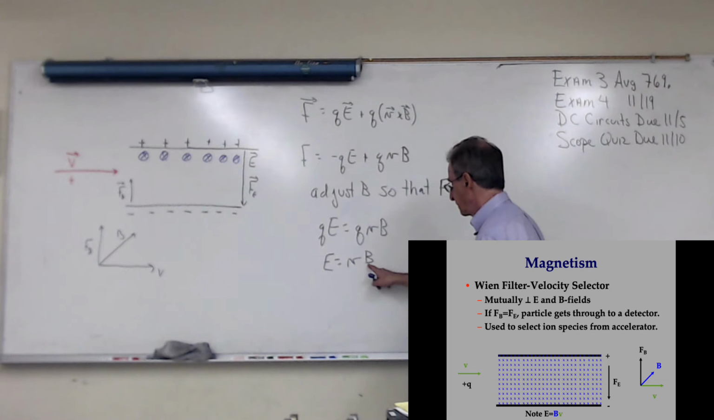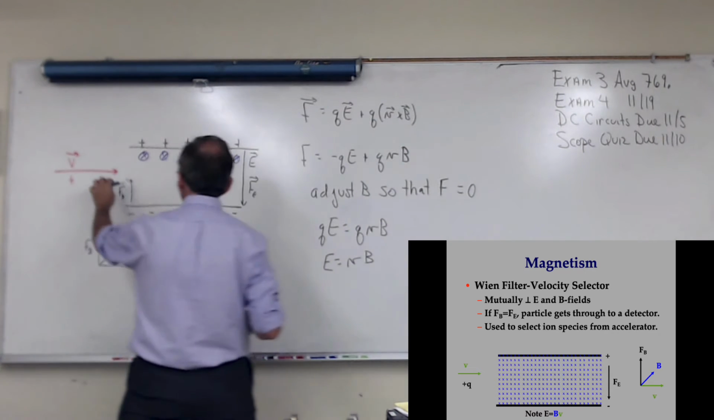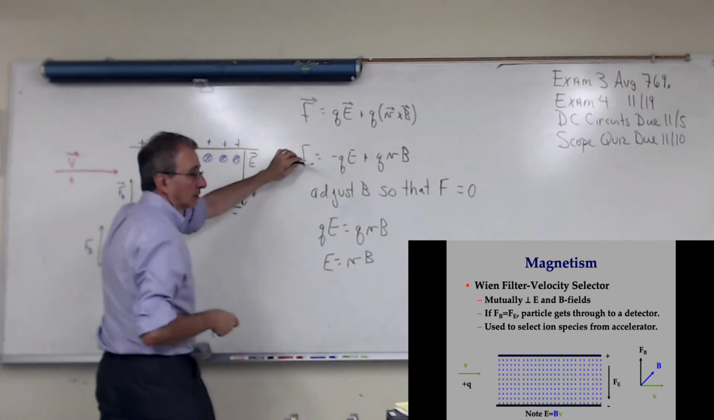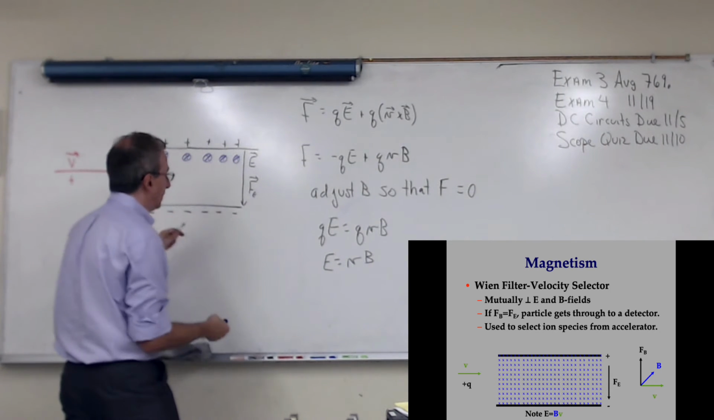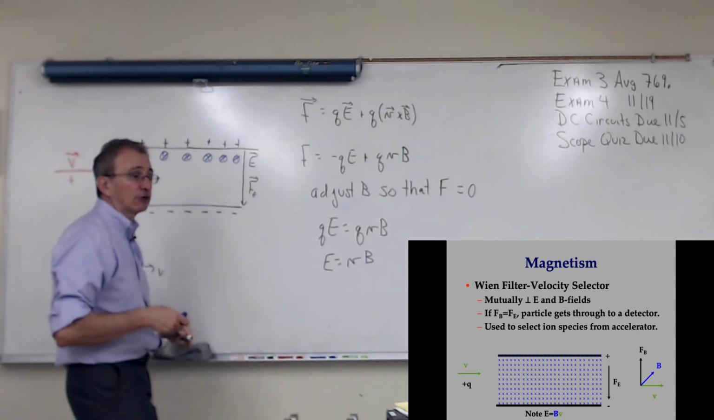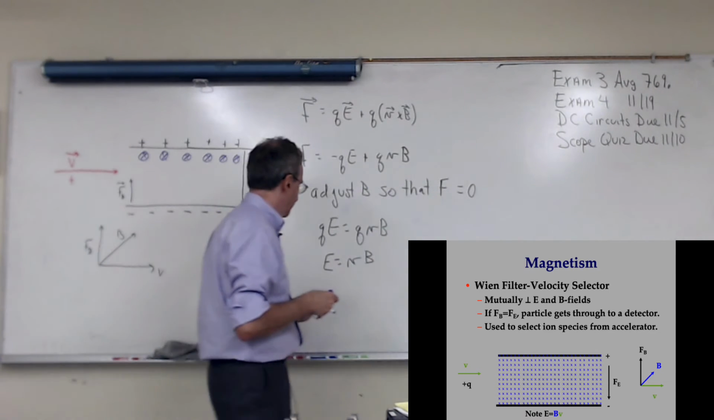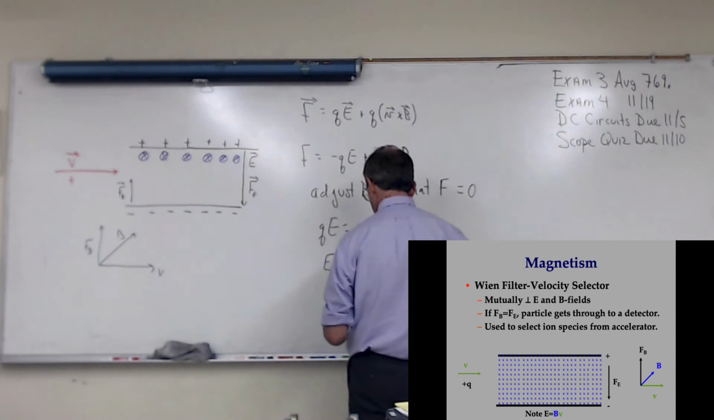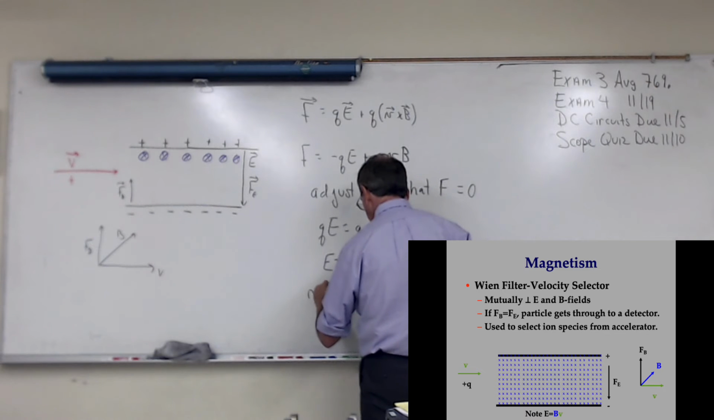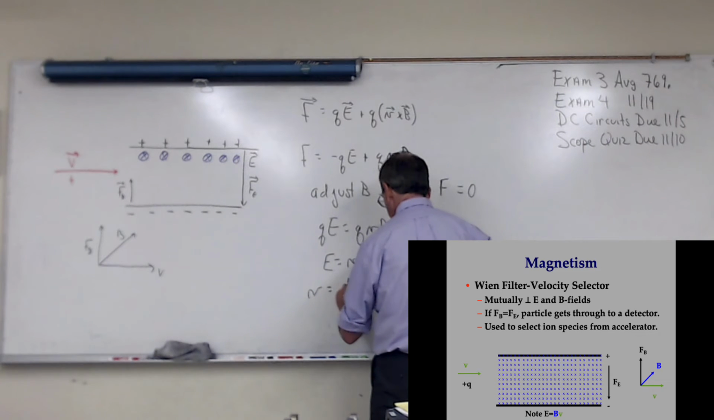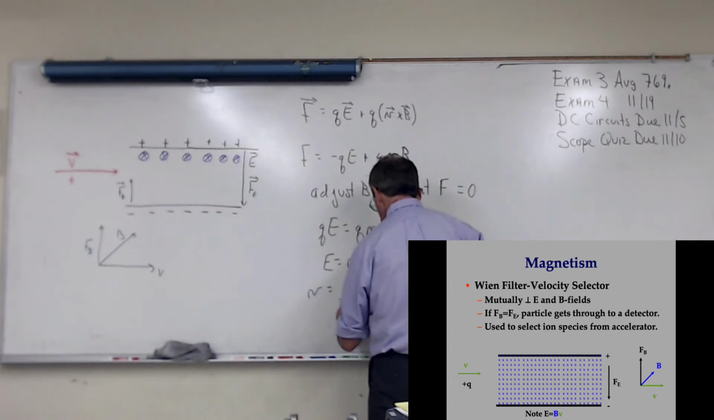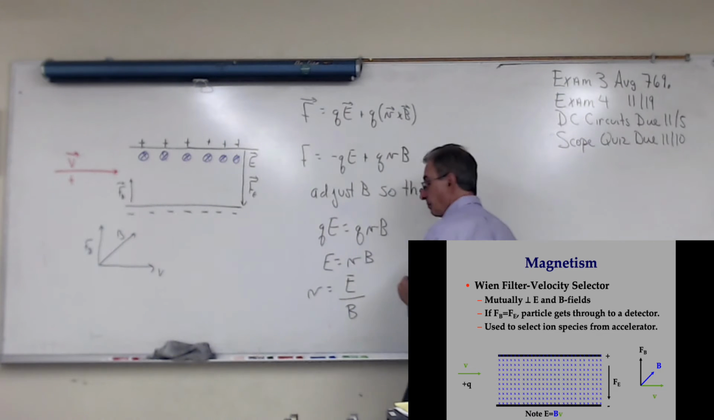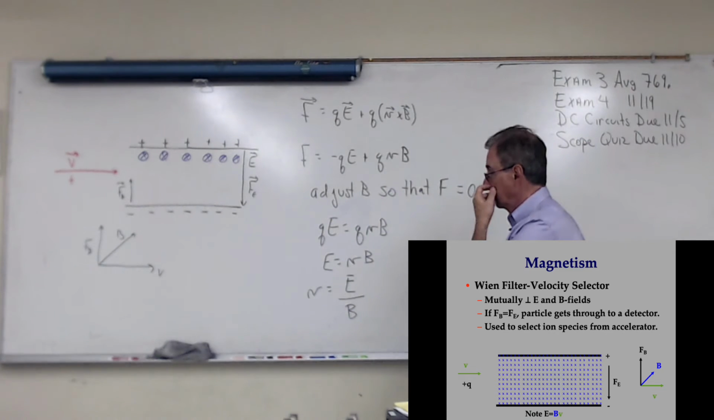So I can adjust B so that there's no force on the particle. So what does that mean, that there's no force on the particle? This particle will go straight through. So I can adjust B so that the particle goes straight through without deflection, so that V is equal to the ratio of E over B. The magnitude of electric field divided by the magnitude of the magnetic field.